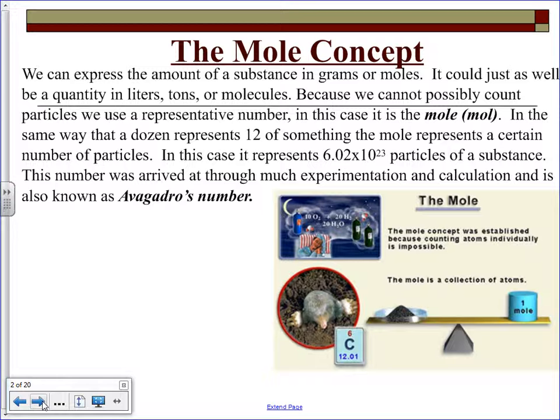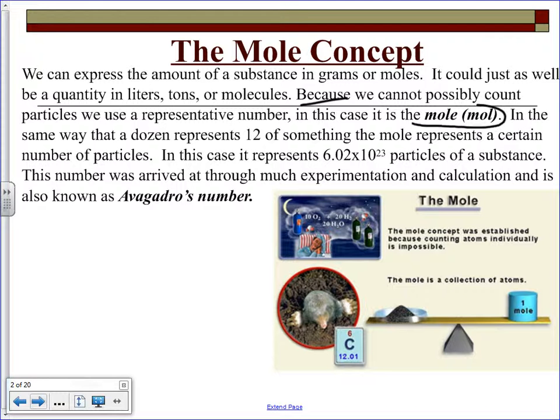It applies to everything. If I have a dozen eggs, I have 12. If I have a dozen donuts, I have 12. If I have a mole of this, I have 6.02 times 10 to the 23 of it. Doesn't matter what it is, that's how much of it there is. So it's applied in that fashion. We can't possibly count particles, so we use this representative number, the mole.